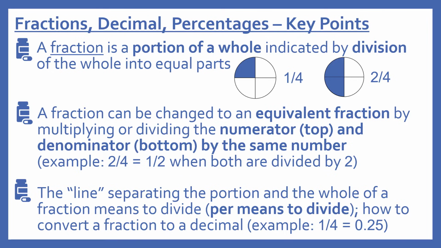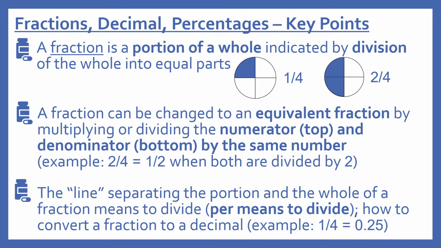Okay, now we'll look at a summary of our fractions, decimals, and percentages, just some key points here. So a fraction is a portion of a whole indicated by division of the whole into equal parts. And remember, we had our examples of the pie where you divide it into 4 equal parts. One of the parts is shaded, that would be 1/4. If we have 2 of the parts shaded, that would be 2/4. So a fraction can be changed to an equivalent fraction by multiplying or dividing the numerator, remember that's the top number, and the denominator, which is the bottom number, by the same number. So for example, 2/4 equals 1/2 when both are divided by 2.